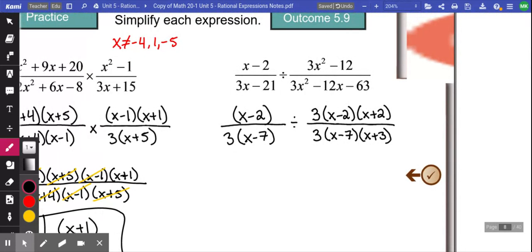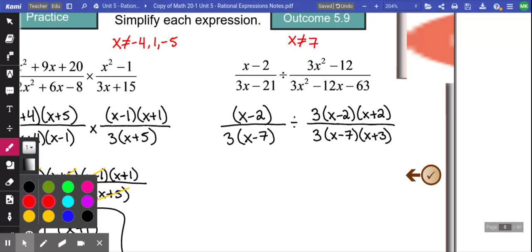I then am going to write my NPVs. I like to always put them near the top. X cannot equal positive 7. It cannot equal negative 3. It also cannot equal positive or negative 2. Cool. There we go.